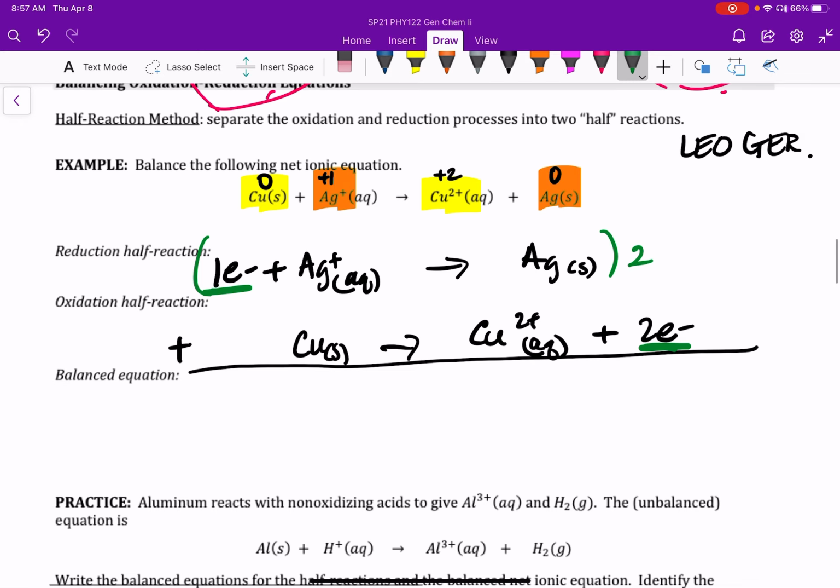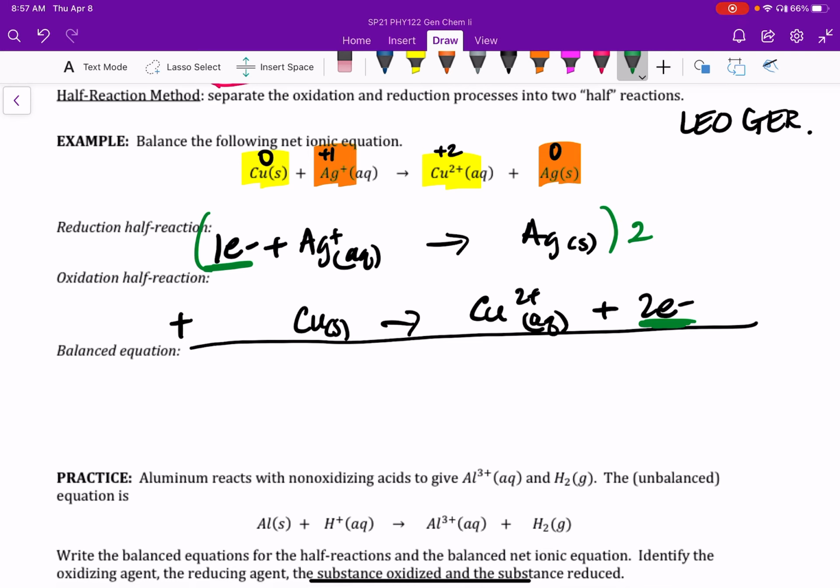And when I do that, I will be reacting two of those electrons. They'll join with my silver ions. I'll be using up both of these electrons, right? So I won't have any leftover electrons floating around once I add these back together.